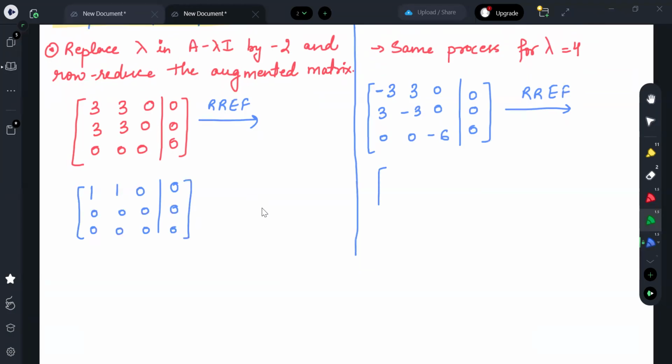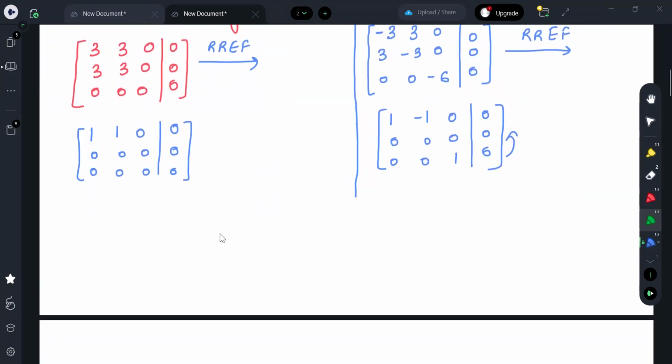Similarly, I do the same thing. I row reduce. I'm going to write the final output, and I get 1, -1, 0. I have 0, 0, 0, and 0, 0, 1, 0. You could move this last row above here. Doesn't make a difference to our eigenvectors.